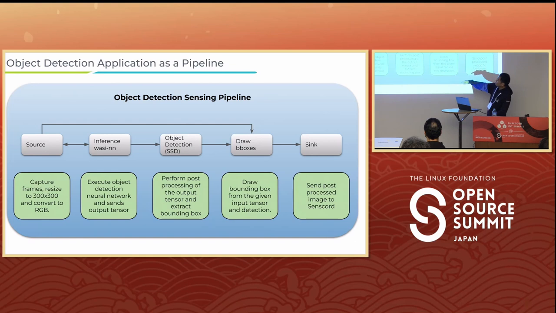Now you send the output tensor to the next one, which does the object detection. It actually extracts the bounding boxes of the detected object. And then you send that out to the next module that does the actual drawing of the boxes.